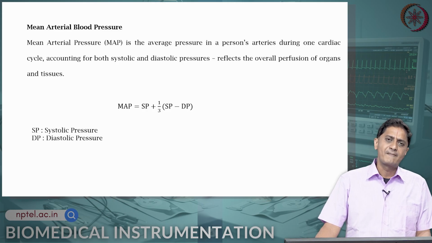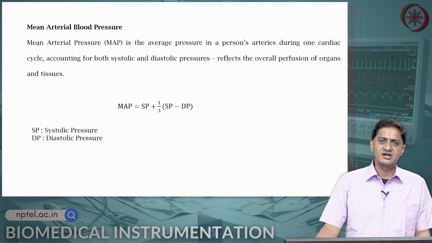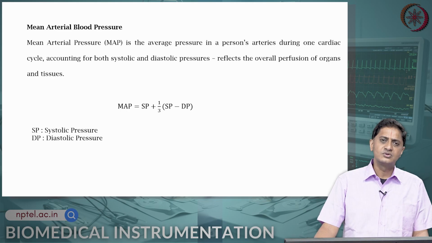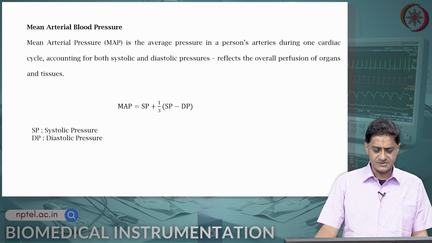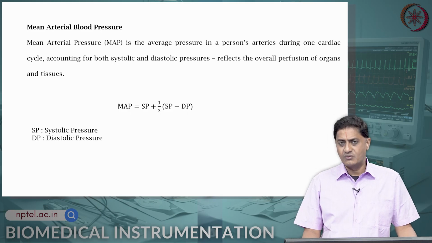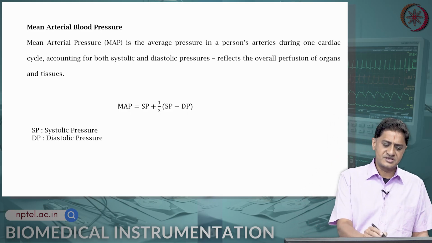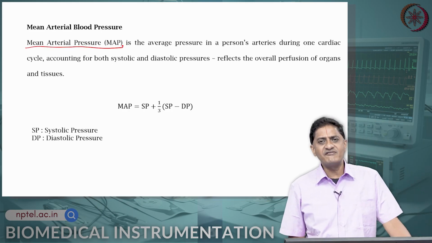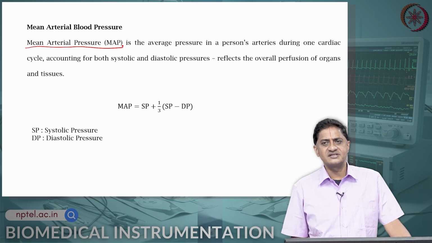So far we have seen the general definition of pressure and various units of pressure and how we need to use relative pressure for our interest in physiological systems. In particular, one pressure is of interest, that is the mean arterial pressure. This is the average pressure in a person's arteries through one cardiac cycle. What is one cardiac cycle?